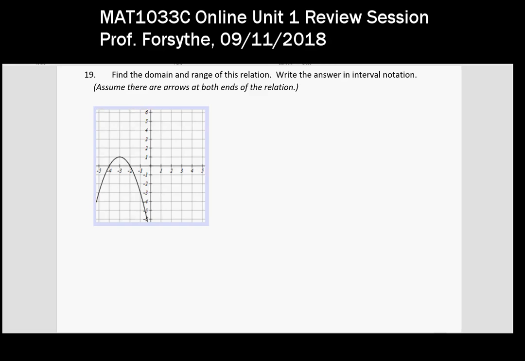All right, so domain. We are starting from the very left, and remember for these, assume these are arrows. Your domain is left to right. What do you guys think it would be? You can type it.